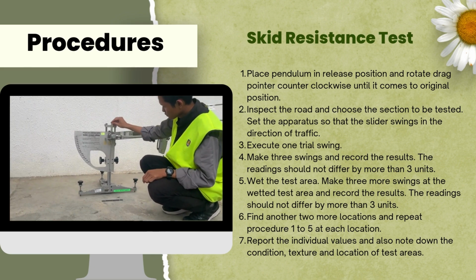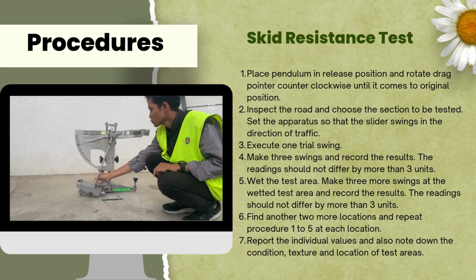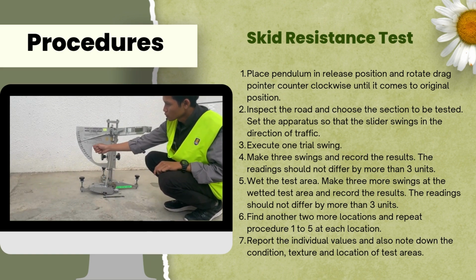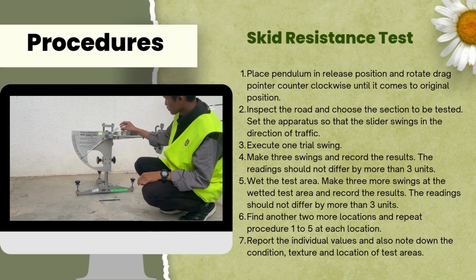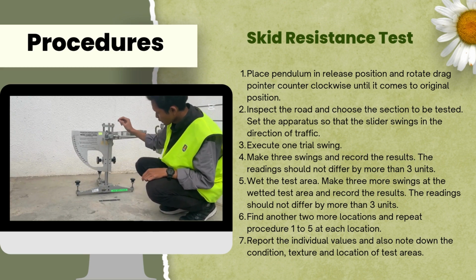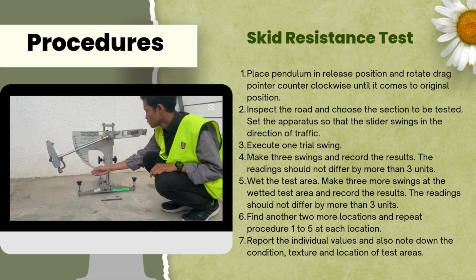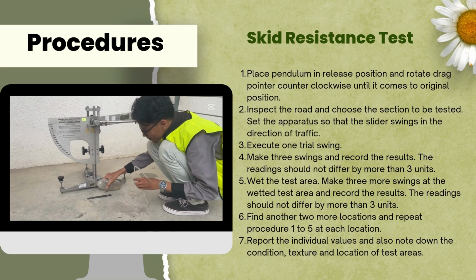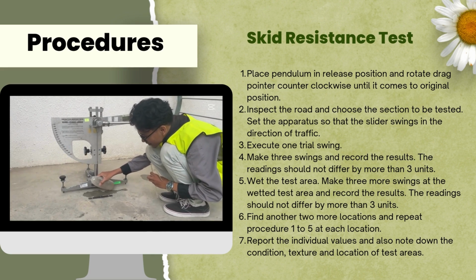Next, wet the test area. Make 3 small swings at the wetted test area and record the results. The readings should not differ by more than 3 units. Next, find another 2 locations and repeat procedures 1 to 5 at each location. Lastly, report the individual values and also note down the condition, texture, and location of the test area.